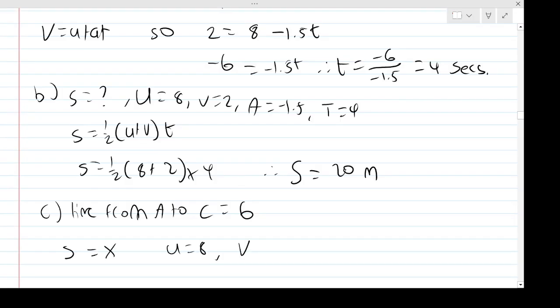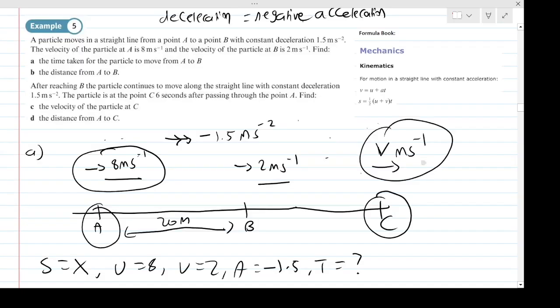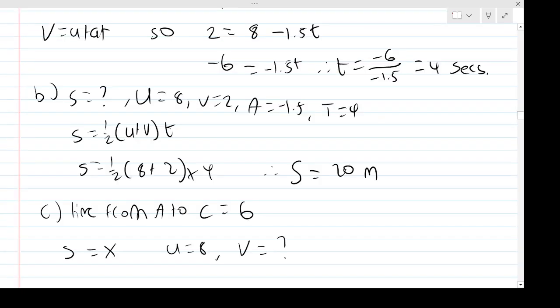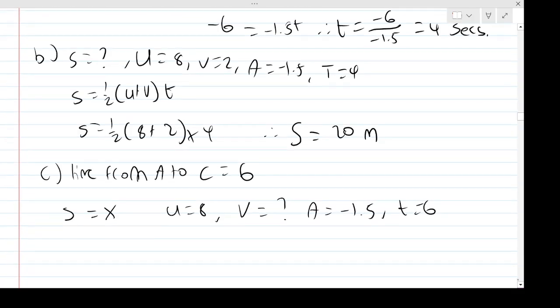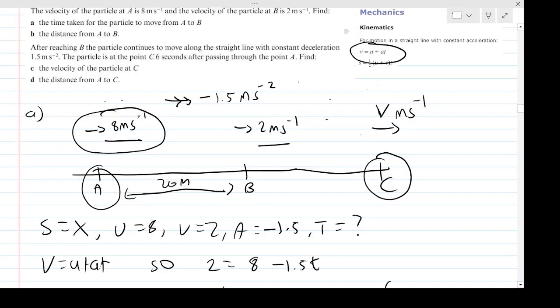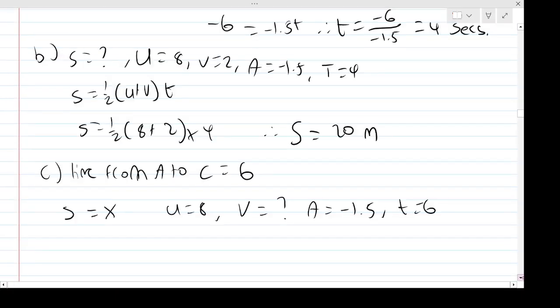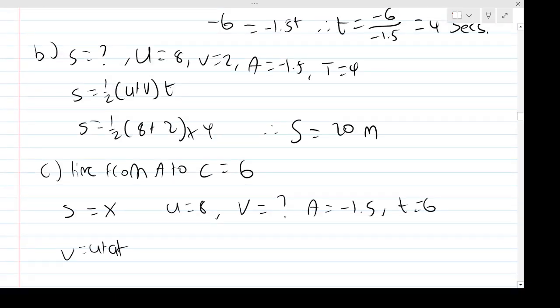U is 8. V is what we want to work out. What's the final velocity at C? Then A is the acceleration, which is again minus 1.5, and T is 6, because we were told the time from A to C is 6 seconds. Now actually we have enough information to work out V, because we know U, A and T. So again, we can use V is U plus AT. So V is 8 minus 1.5 lots of 6. If I work that out, that's just minus 1. So minus 1 meters per second.